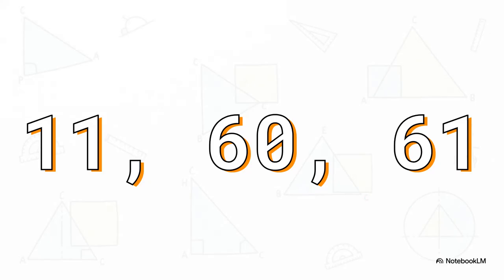Let's actually test this out with the natural numbers 11, 60, and 61. Following our steps, 61 is clearly our largest number. If we square 61, we get 3,721. Now let's look at the other 2 sides. 11 squared is 121, and 60 squared is 3,600. So when we add 121 and 3,600 together, what do we get? Exactly 3,721. Because the square of our largest number is perfectly equal to the sum of the squares of the other 2, we can confidently say yes, 11, 60, and 61 is a verified Pythagorean triplet.